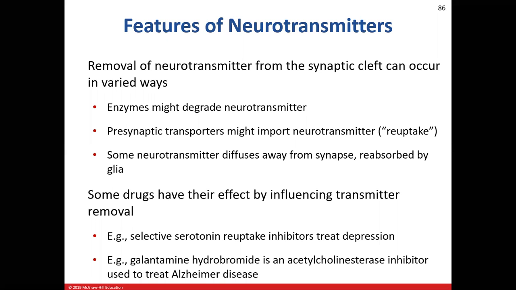Now, one of the things about neurotransmitters is that some drugs have their effects by influencing the transmitter removal. For example, we have selective serotonin reuptake inhibitors, and these are going to be things that help to treat depression. We also have things that help to treat Alzheimer's, for example, and these are going to include galantamine hydrobromide, and it's an acetylcholinesterase inhibitor that is used to treat Alzheimer's.